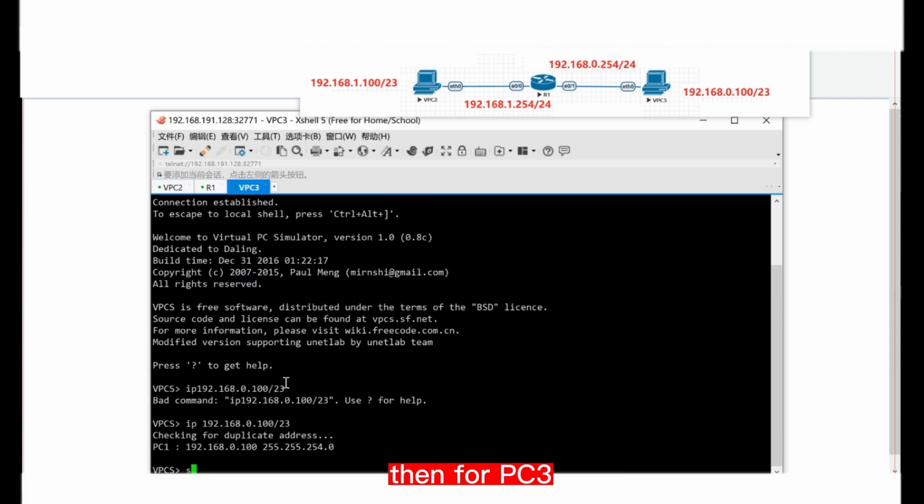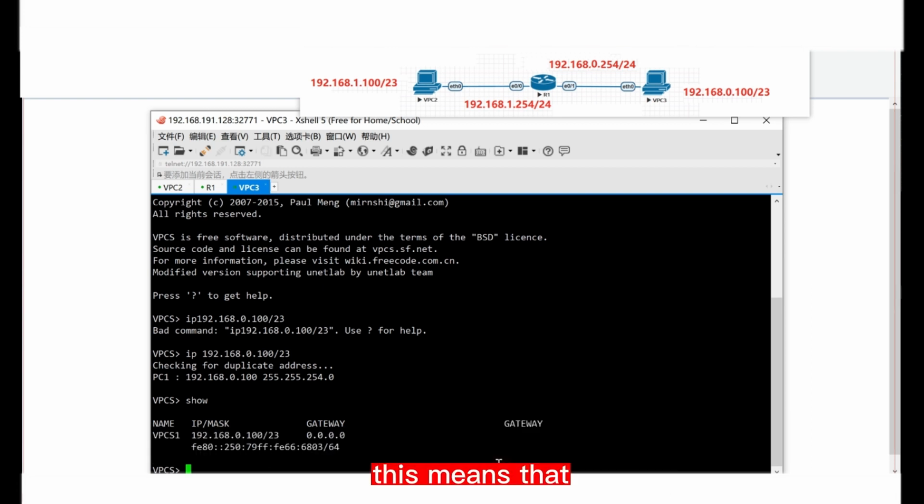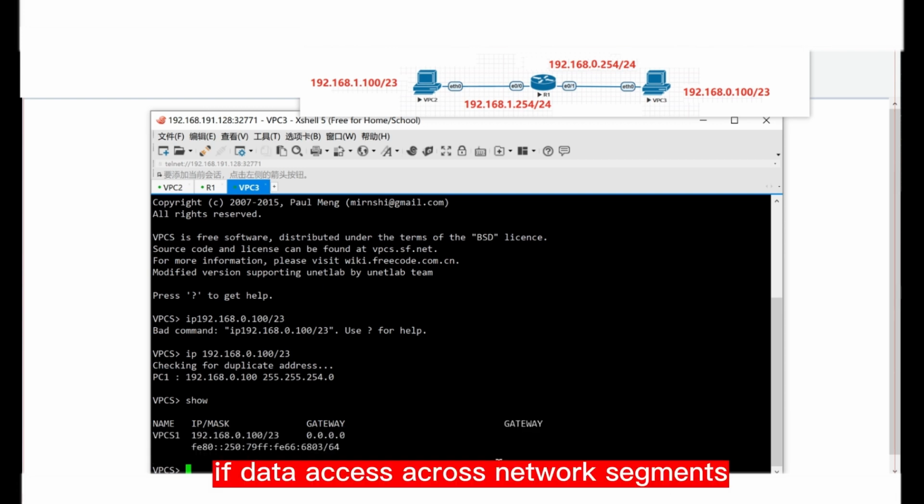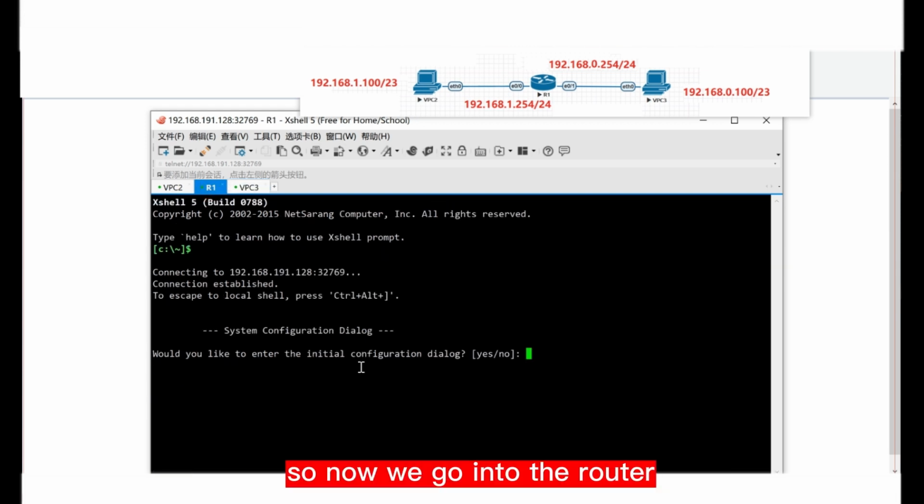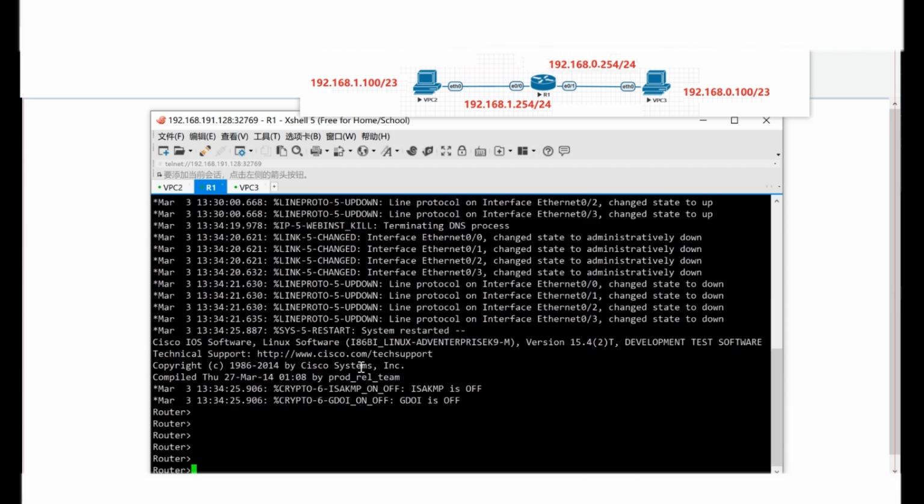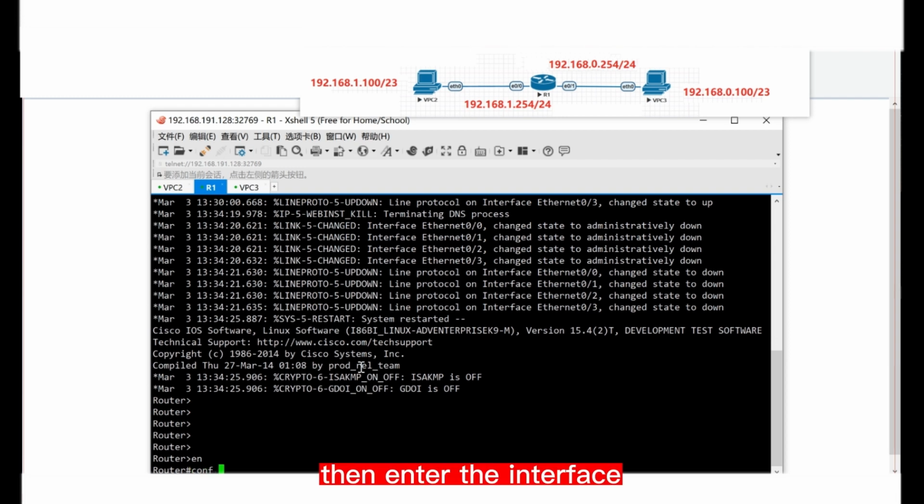Then for PC3, I did not configure the gateway. This means that if data accesses across network segments, I can't access it. So now we go into the router. Enter this interface. We configure it accordingly. This will be slightly slower. We enter configuration mode, then enter the interface.